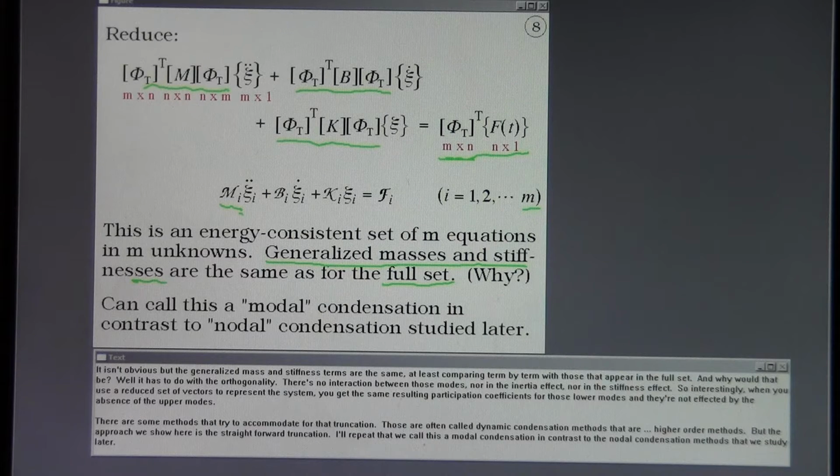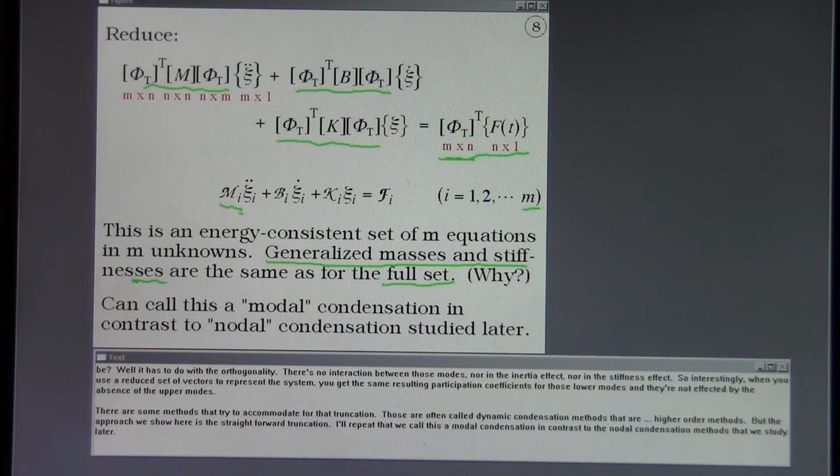There are some methods that try to accommodate for that truncation. Those are often called dynamic condensation methods, and they're higher order methods. But the approach we show here is the straightforward truncation. I'll repeat that we call this a modal condensation in contrast to the nodal condensation methods that we study later.